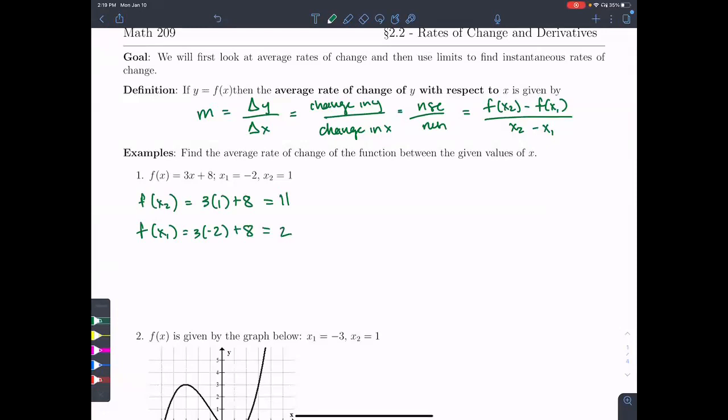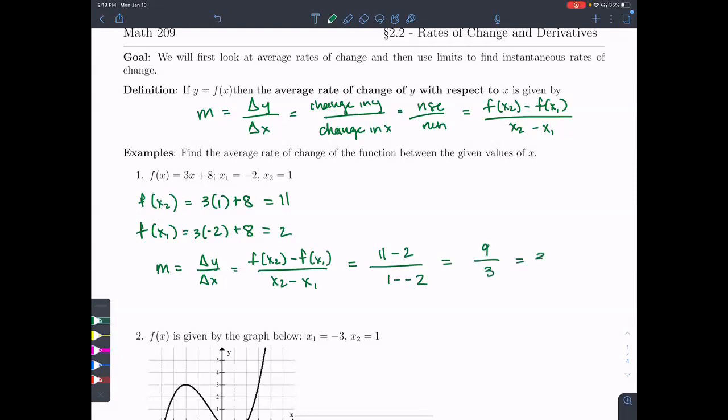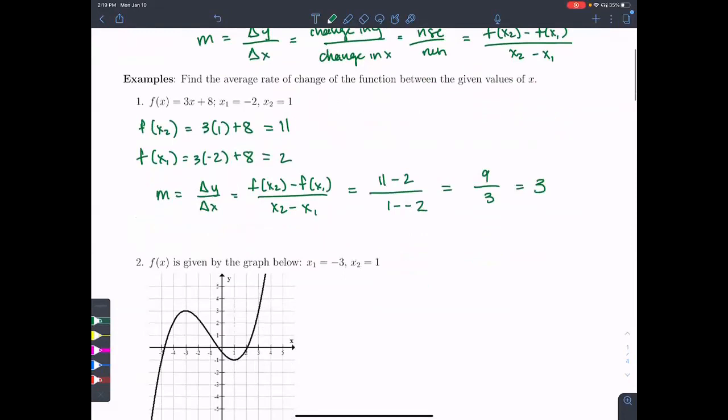And so the change in y over the change in x, or we could call that f of x2 minus f of x1 over x2 minus x1, would be 11 minus 2 divided by x2, which is 1, minus -2, that's x1. So you're looking at 9 over 3, which is 3. And that is the average rate of change for f between -2 and 1.